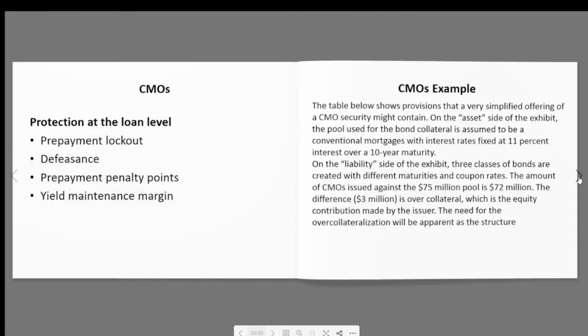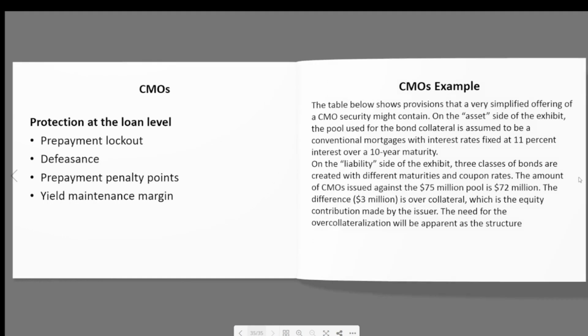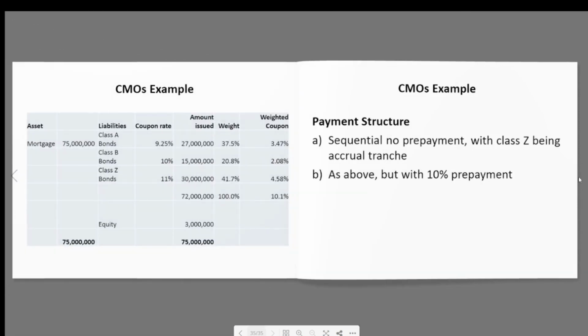We also have prepayment lockout, defeasance, prepayment penalty points, and yield maintenance charge. Here you can also go through this example of the CMO and try to compute or rather solve this problem.